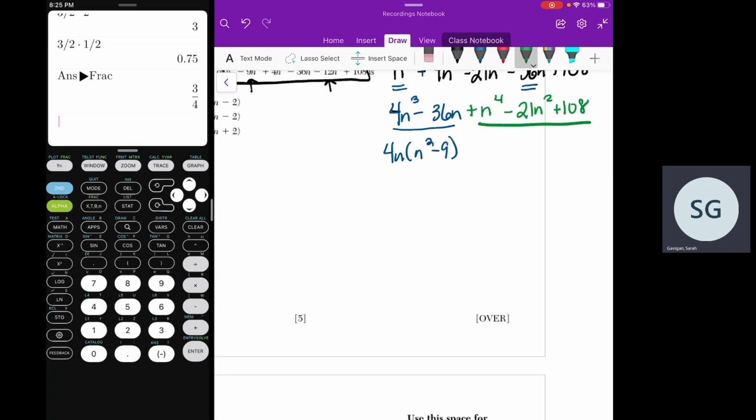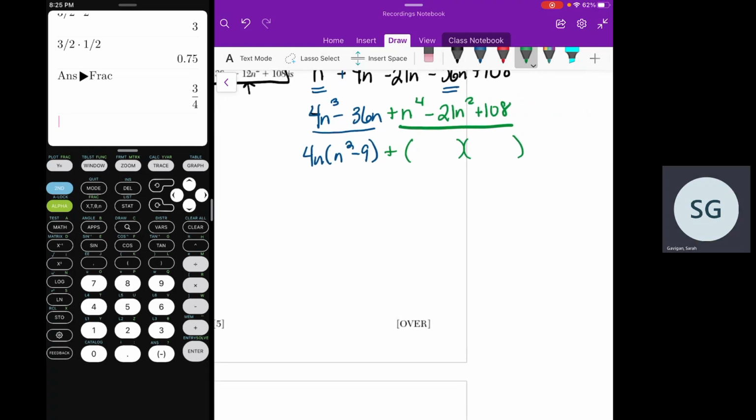Now, if I take my green, I'm going to do one step at a time. Let me take my green guys. And this is actually just an easy trinomial. Like we did the other day in the previous example, we can just think about this as being like x squared minus 21x plus 108. What multiplies to 108 and adds up to 21?